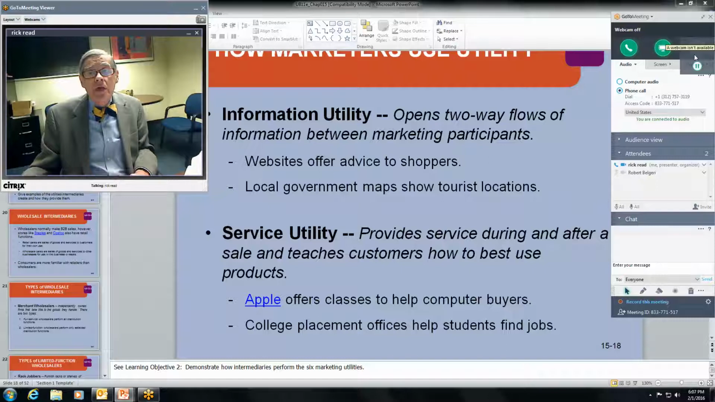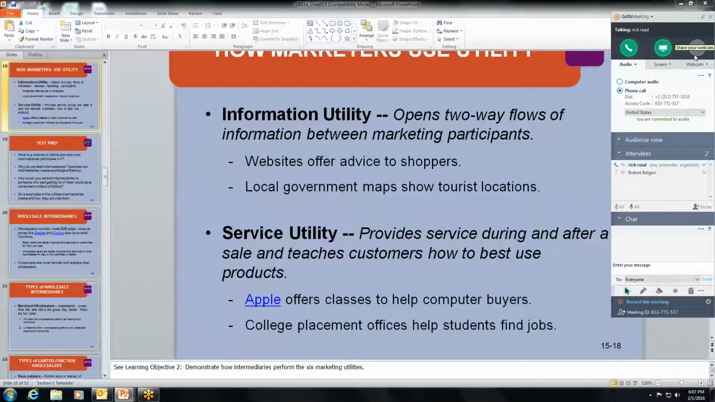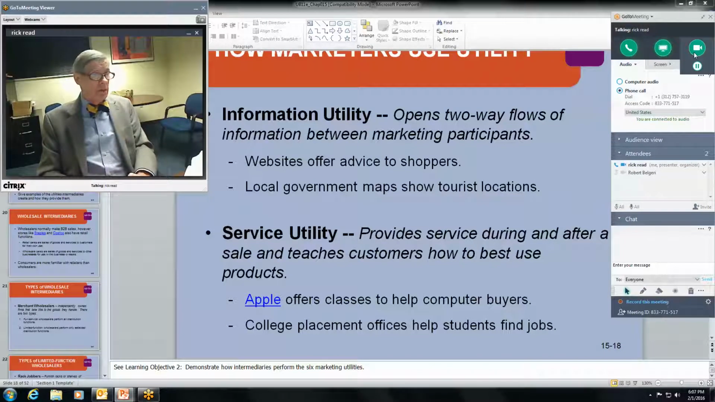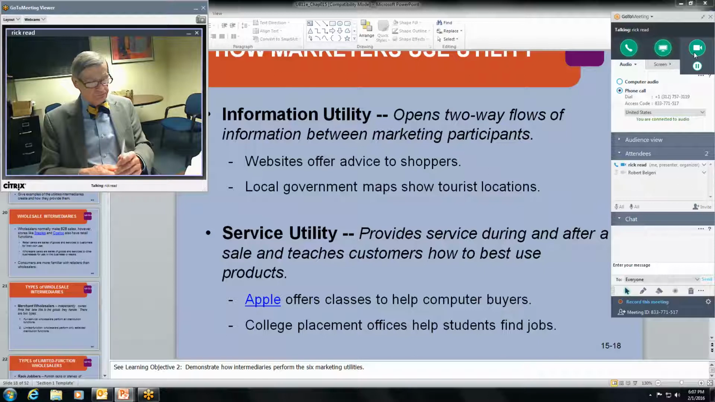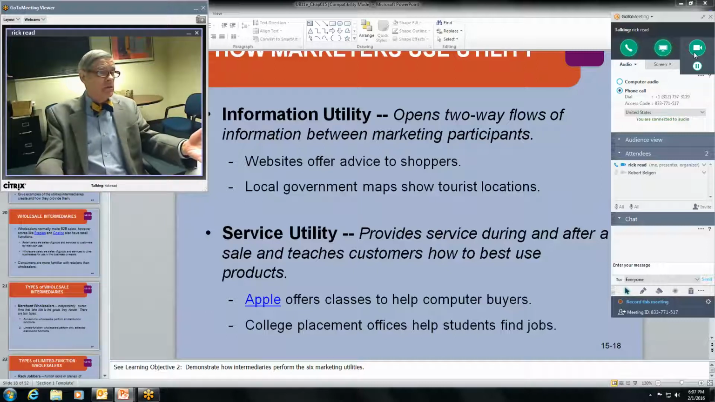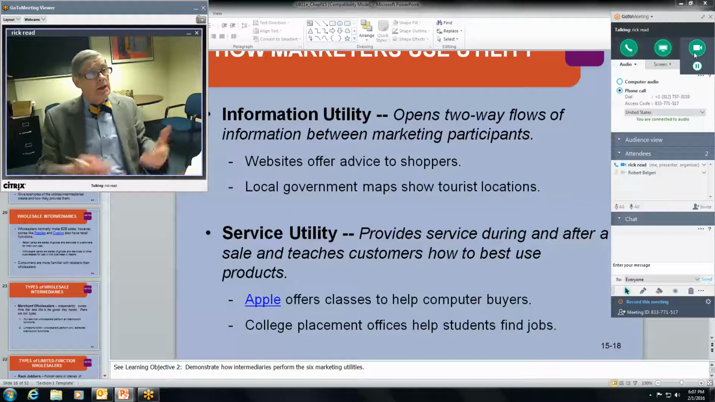Information utility. I would like to think of this as communication more necessarily than information, because notice it opens a two-way flow. And then service utility: somebody's going to come to your place, your residence or your business, and provide some type of service to you after the sale, whatever that service happens to be. As is noticed here on the slide, it could be, what's the best way to use this product?